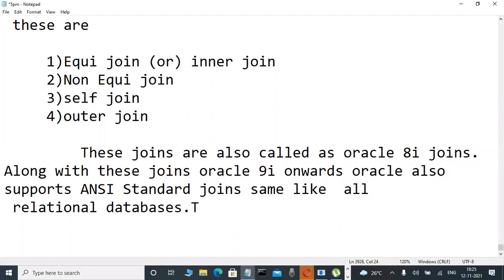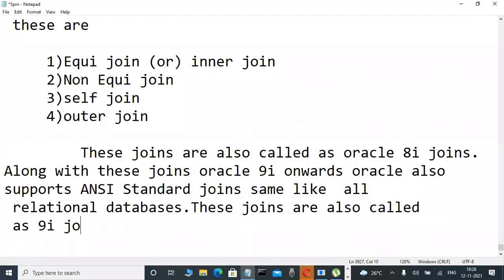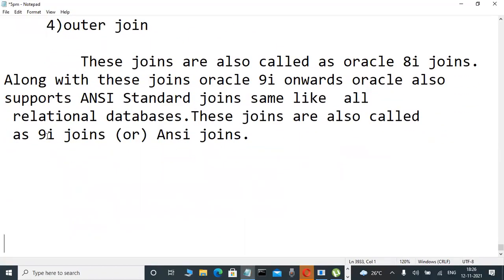These joins are also called 9i joins. 9i means they work from the 9i version onwards. Some fellows call them ANSI joins. ANSI joins means they work in every database with the same syntax. But the first 4 are Oracle only.